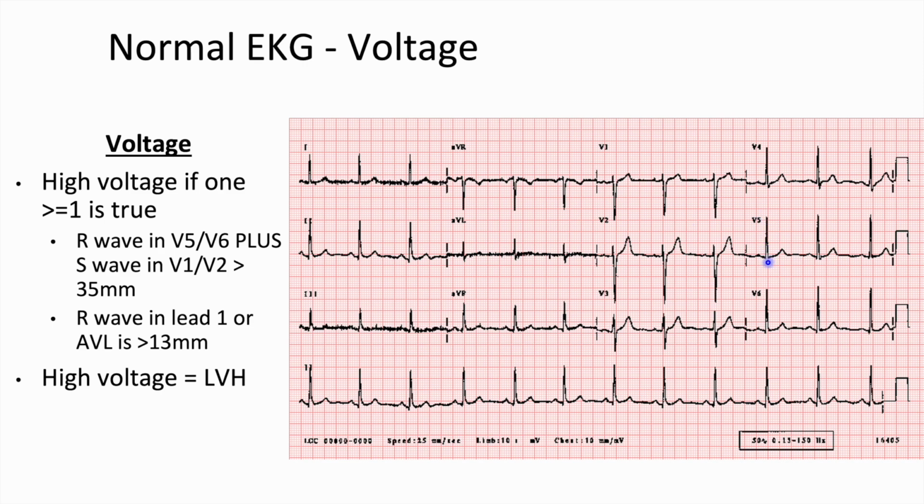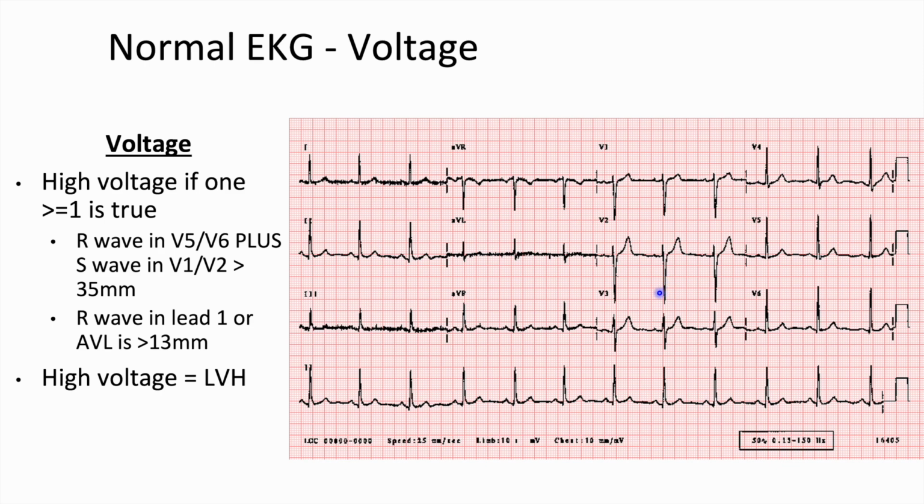So we'll take our R wave, which is this spike, and our S wave in V2, which is this spike, and the summation of them should be less than 35. If it's greater than, then that's going to be left ventricular hypertrophy, which is high voltage. And so let's add it up.